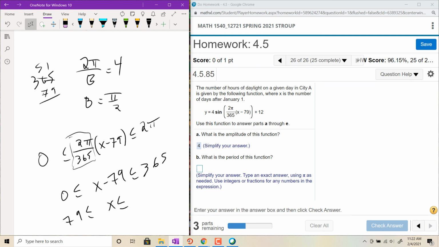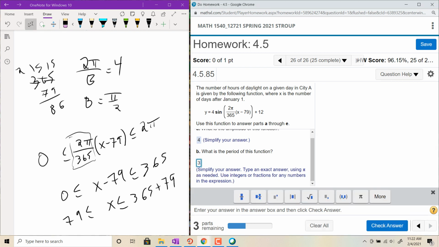The period is that 365. Okay, I kind of obscured it there when I put in the numbers. Let's not do that yet. So it's 365 plus 79. So there's a phase shift of 79. Anyways, the period, of course, is just the number of days in the year.